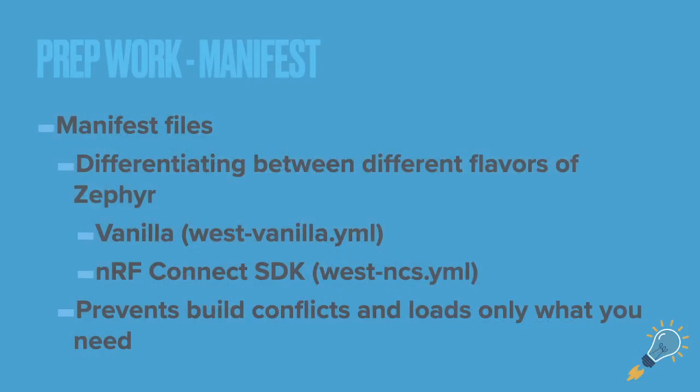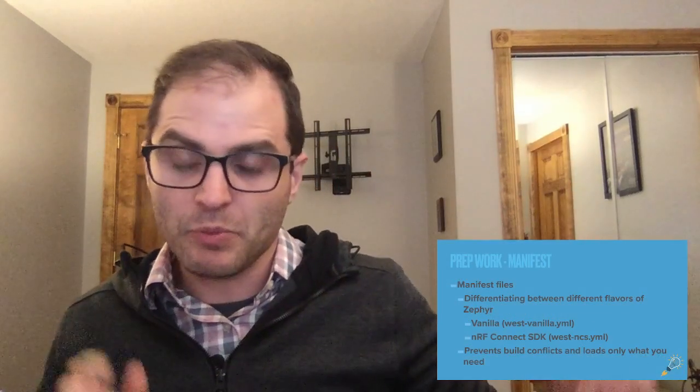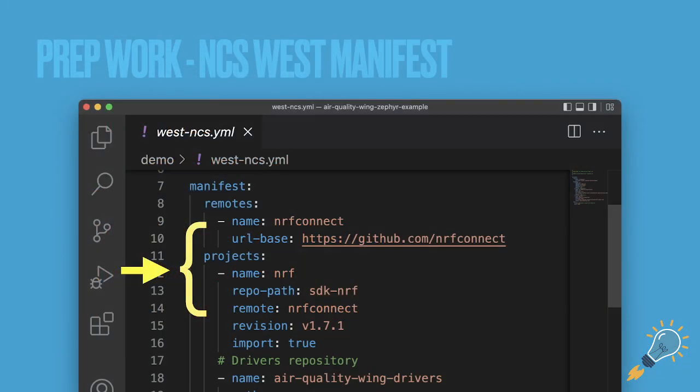But you can see here the two different kinds, and the biggest thing is it prevents any type of build conflicts or things that might happen for one piece of hardware and might not happen for the other. For instance, building the bootloader doesn't work, or if you try to turn it off on NCS, it won't let you do it. So things like that.